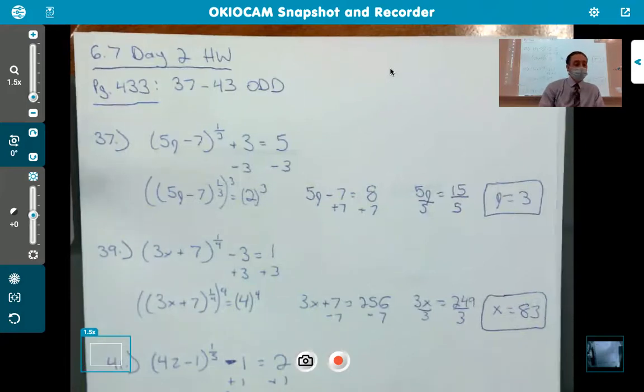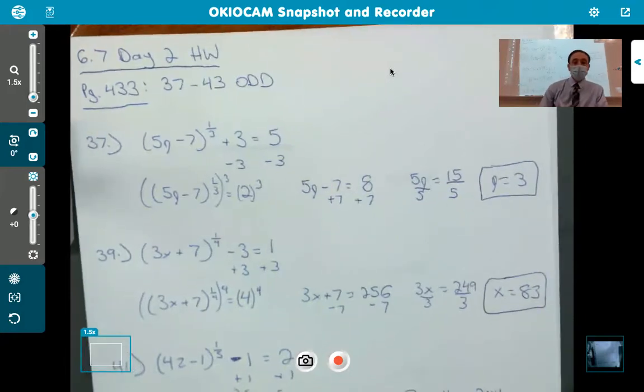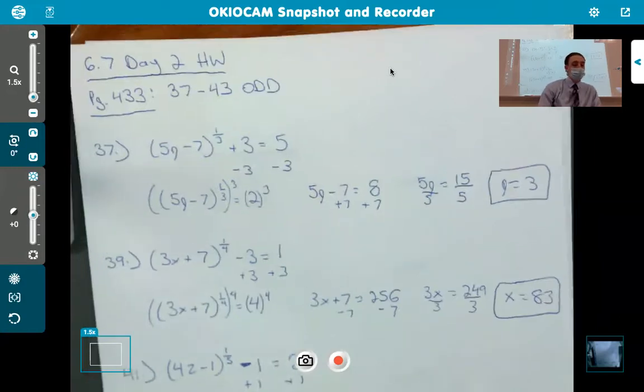So you see here numbers 37 and 39, okay? Does anybody have any questions about either of those? For 37, you should have got p equals 3. 39, you should have got x equals 83. Are there any questions about either of those two problems? Okay.